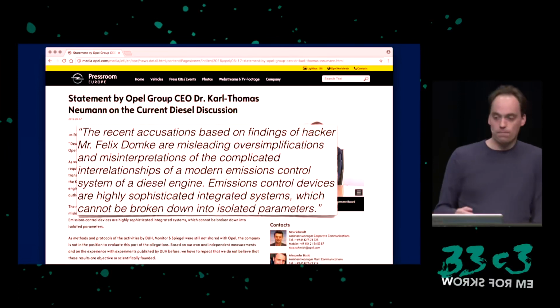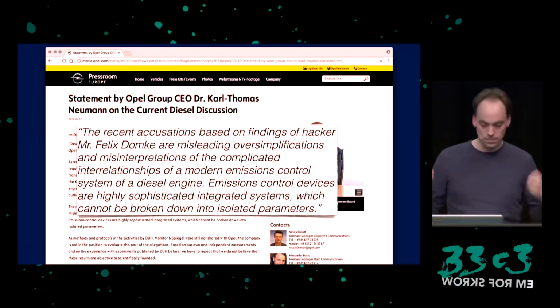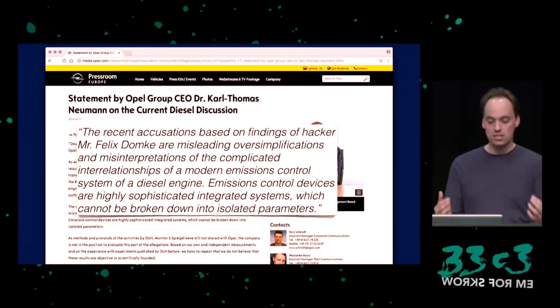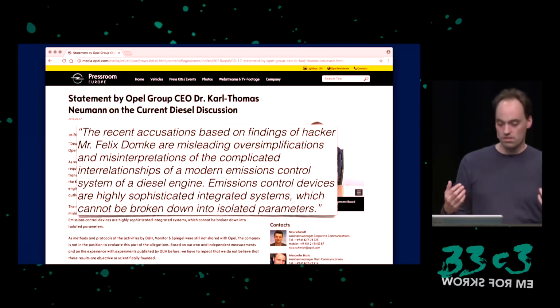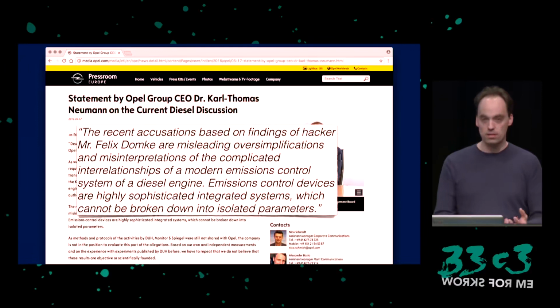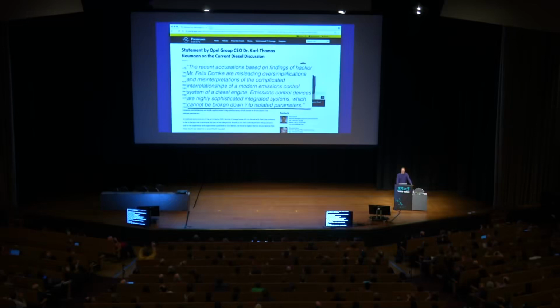It went on further, so the Opel CEO had to say this. He said, the recent accusations based on the findings of hacker Mr. Felix Domke, hey, that's me, are misleading oversimplifications and misinterpretations of the complicated interrelationships of a modern emission control system of a diesel engine. Emission control devices are highly sophisticated integrated systems which cannot be broken down into isolated parameters, especially not by a hacker, right? Yeah, it was kind of funny.